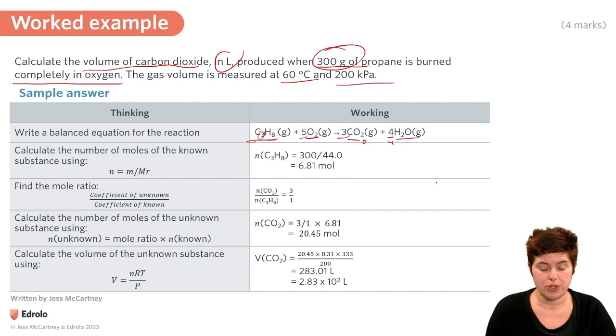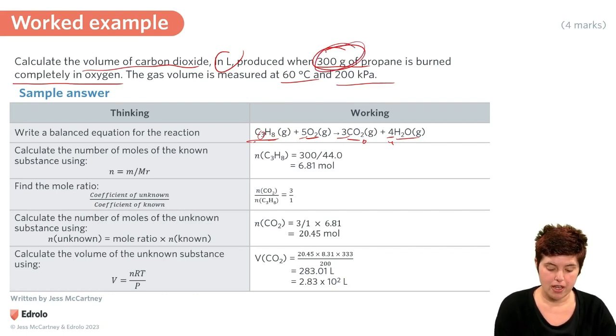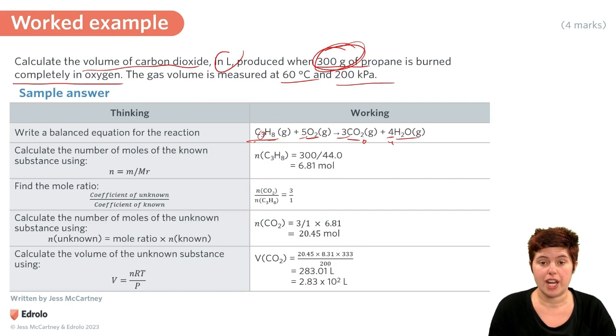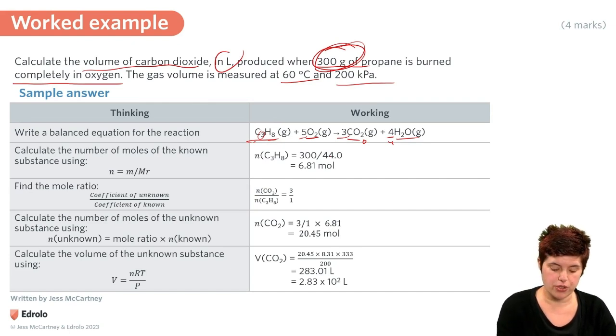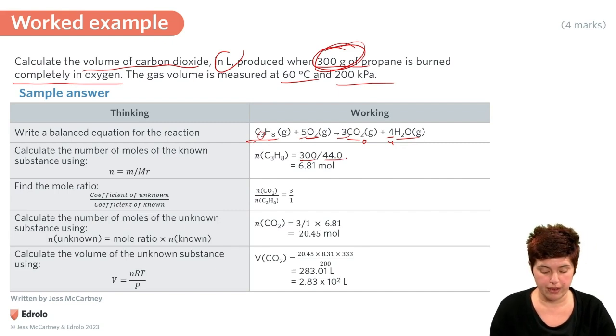So the next step is to calculate the mole of our known, which in this case is propane. We've already been given the grams, so we don't need to do any mass conversions here. So 300 grams of propane divided by the molar mass of propane gives us 6.81 mole.